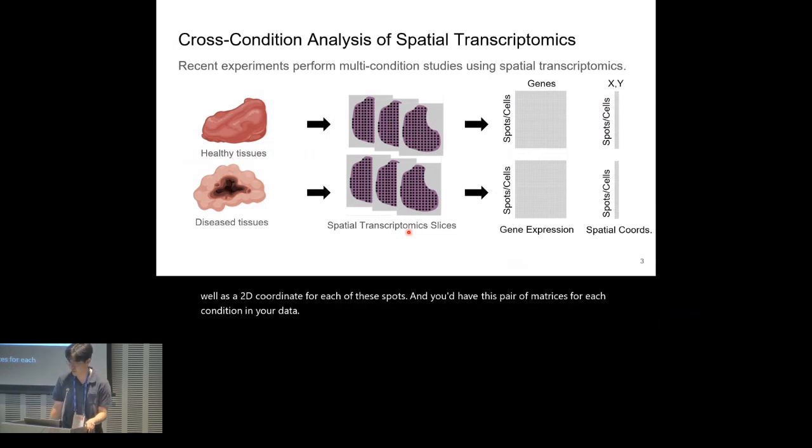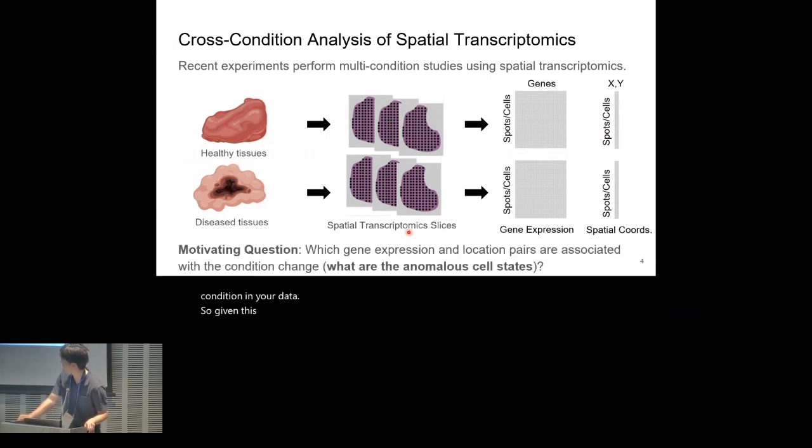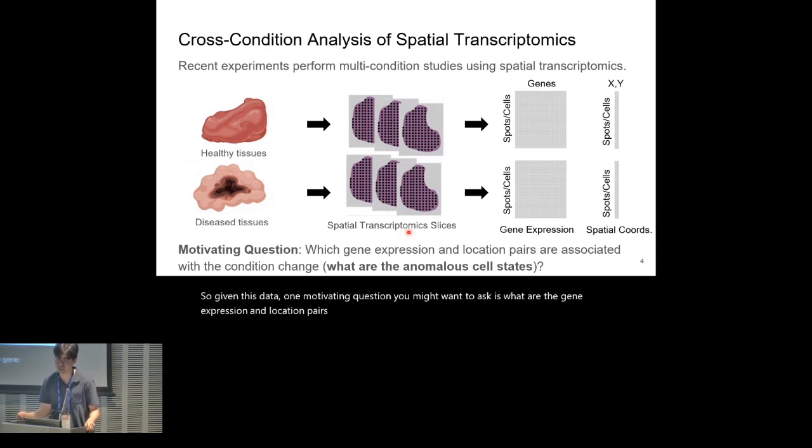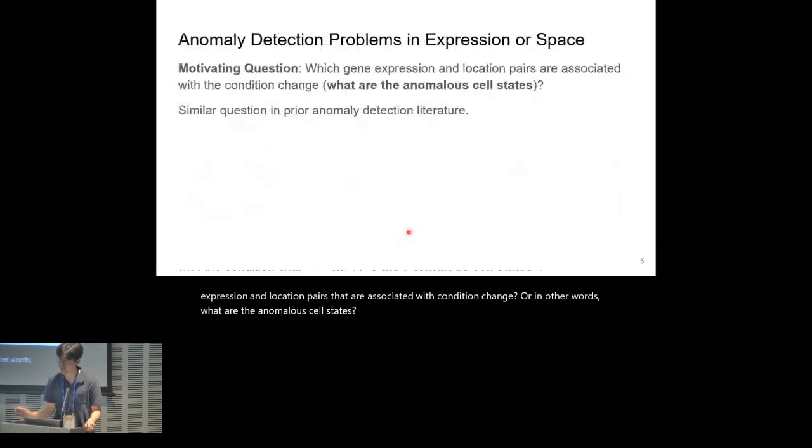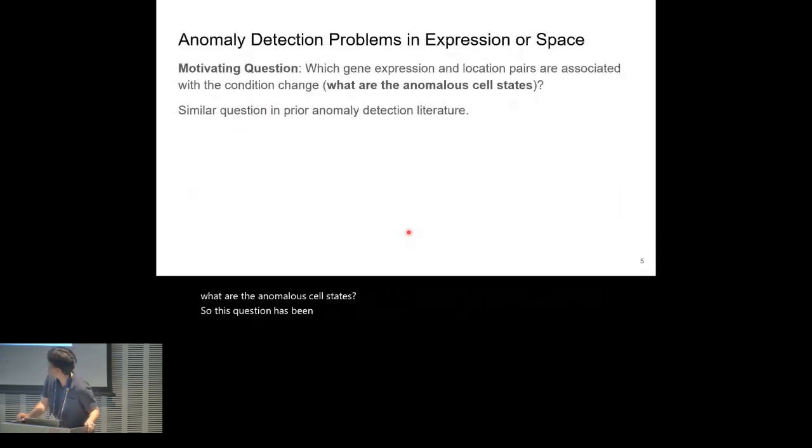So given this data, one motivating question you might want to ask is, what are the gene expression and location pairs that are associated with condition change? Or in other words, what are the anomalous cell states? So this question has been posed in similar forms for expression data and for location data independently.